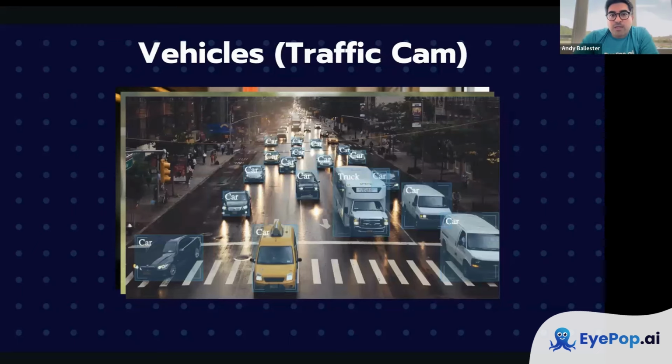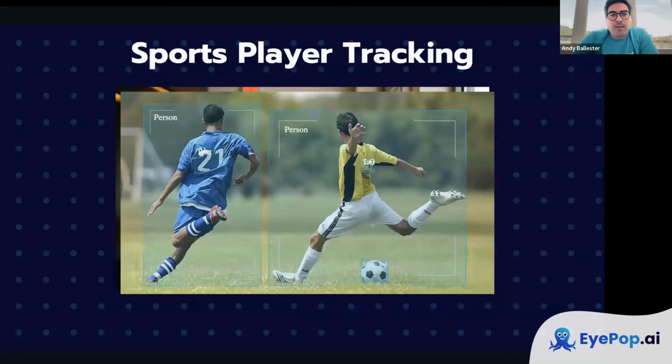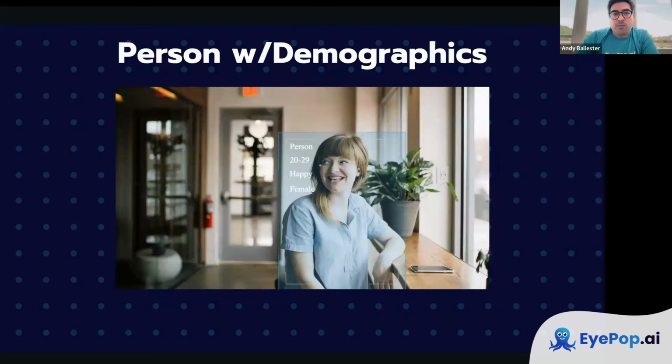We have traffic cam detection, slightly different from our street level view because of the angle and some of the other difficulties from traffic cam. You're often dealing with lower resolution, farther away, those types of things. So we have an expert model around that. Sports player tracking. This is combining several of our models together, understanding text on a person, understanding their relationship with things like sports equipment, demographic data around people.